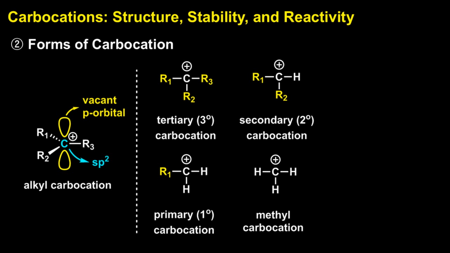Now, take a look at how the number of alkyl groups changes across these structures, from 3 in the tertiary carbocation all the way down to none in the methyl carbocation. You might already be guessing that this affects how they behave. We'll talk about exactly why that matters for stability a bit later on.